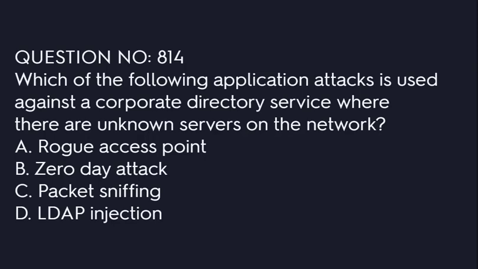Question number 814. Which of the following application attacks is used against a corporate directory service where there are unknown servers on the network? A. Rogue access point. B. Zero-day attacks. C. Packet sniffing. D. LDAP injection. D.